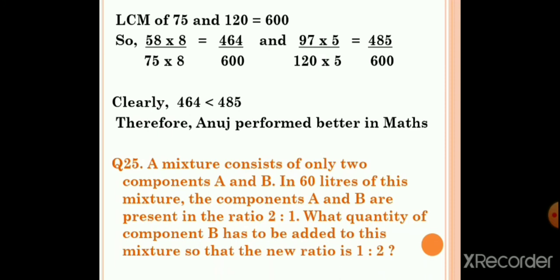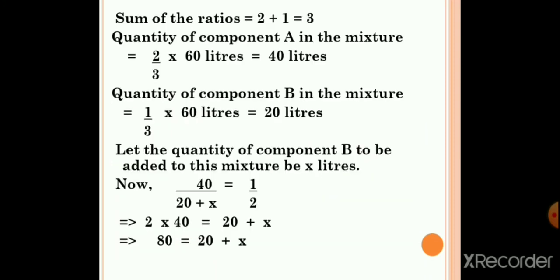So let us find out the components in the mixture first. We'll start with the sum of the ratios, which is 2 plus 1, equal to 3. So the quantity of component A in the mixture is 2 by 3 into 60 liters, which is equal to 40 liters. And the quantity of component B in the mixture is 1 by 3 into 60 liters, which is equal to 20 liters. Now they have asked how much quantity of component B should be added to the mixture to make the ratio 1 by 2. So let the quantity of component B to be added be X liters.